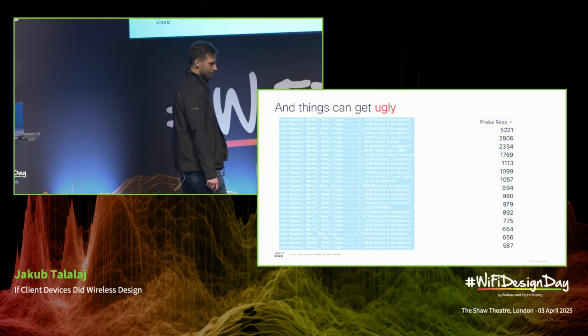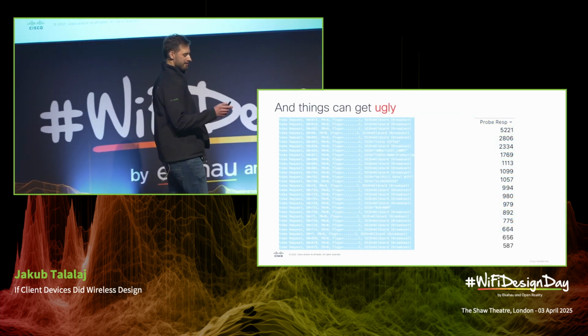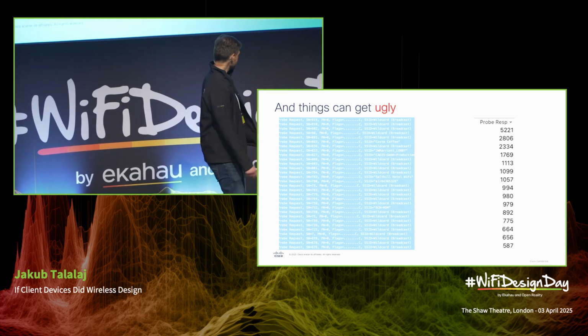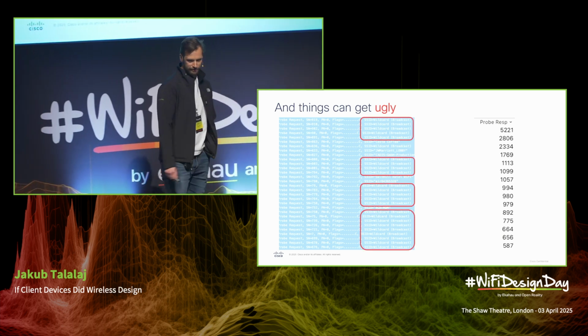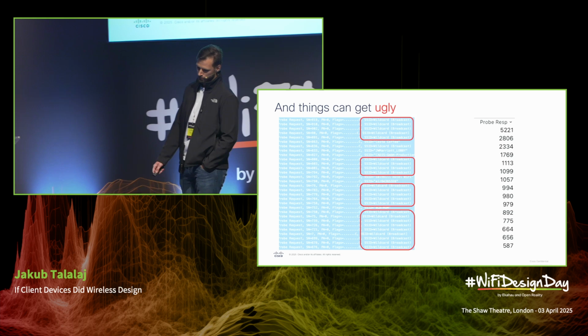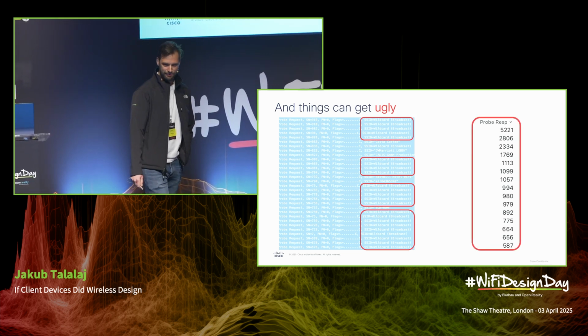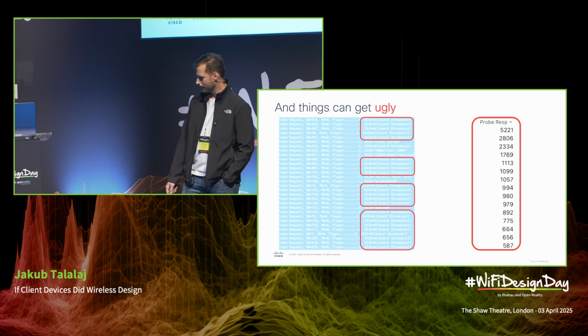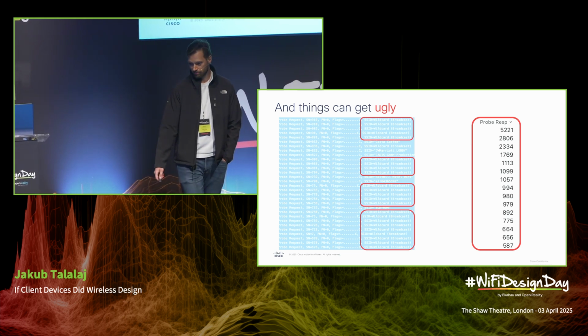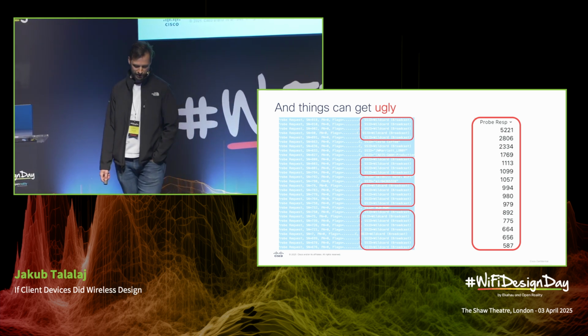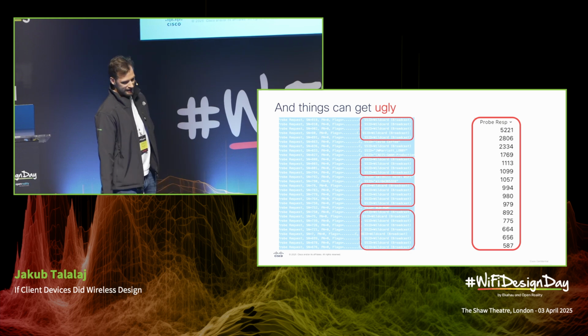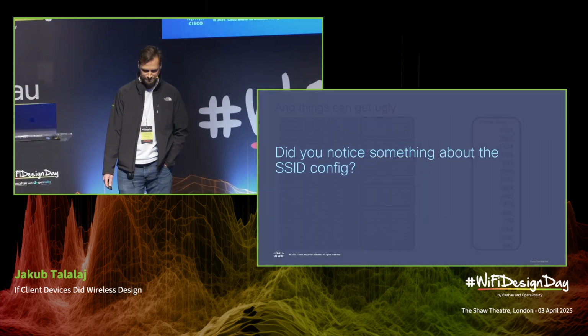Because I only showed you clients probing for the specific SSID name. What if they broadcast? What if they're asking for all of the SSIDs available? Well, you can end up with this, where basically 5 gigahertz is full of control frames, management frames, probe responses. It's not usable for data traffic. So priority number 1, get clients to connect, make it easy for them to connect.